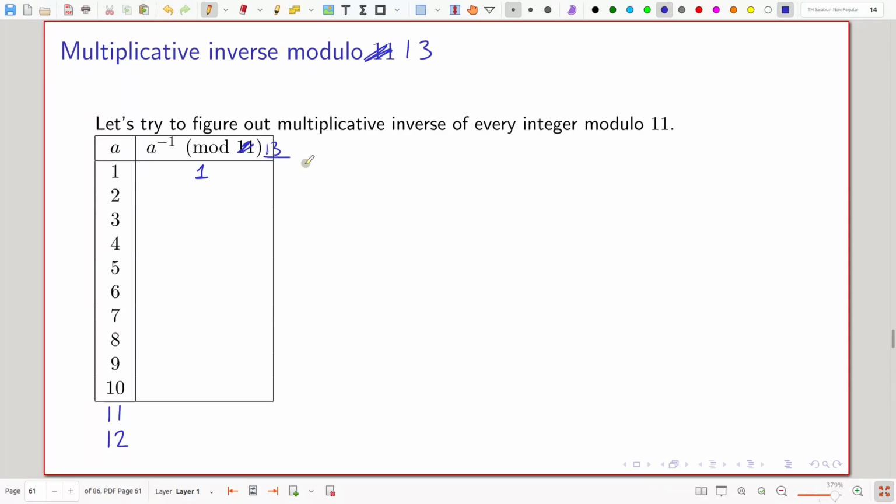7. Why? 2 times 7 is 14. 14 mod 13 is 1. So the multiplicative inverse of 2 modulo 13 is 7. On the other hand, the multiplicative inverse of 7 modulo 13 is going to be 2. Right? Now, how about 3?